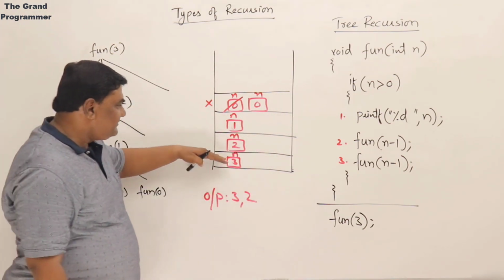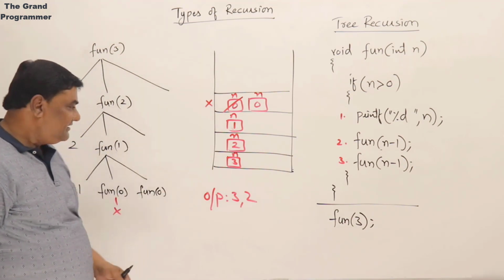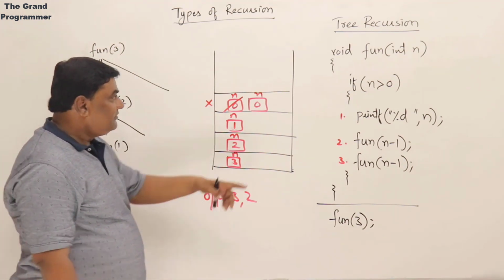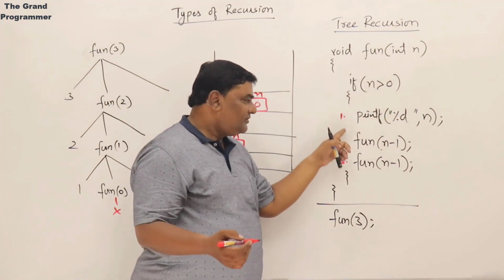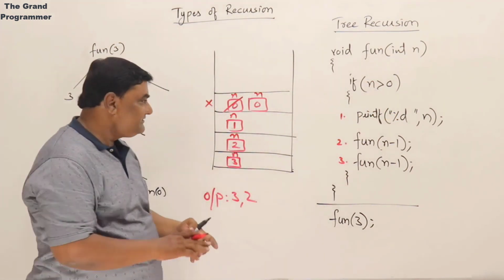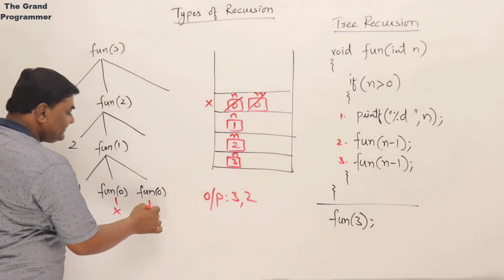So now again the size of the stack is 4. Next, for fun of 0, this is 0. 0 is not greater than 0, so it's not going to enter inside. Function ends. So this activation record is deleted and this function terminates.